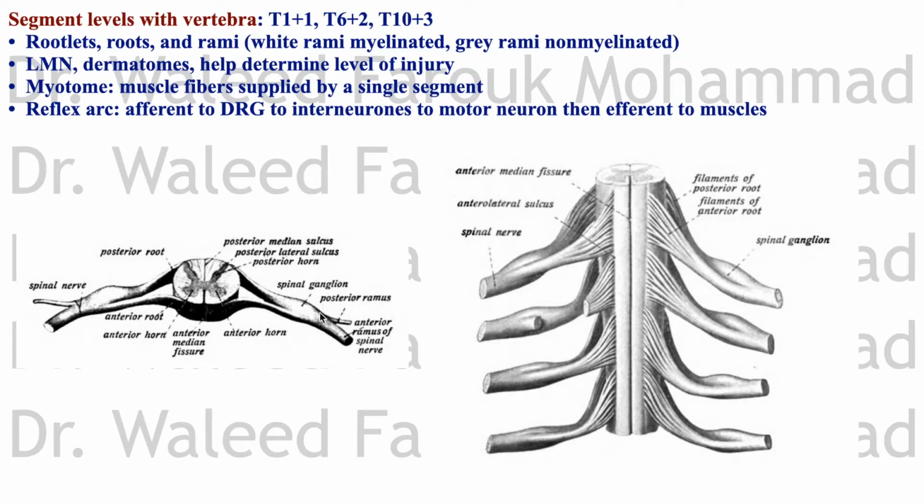After emerging from the intervertebral foramen, the nerve divides into anterior ramus and posterior ramus. Posterior rami never form plexuses, but anterior rami are the ones that form plexuses, like the brachial plexus, cervical plexus, lumbosacral plexus we studied in anatomy. So please distinguish the difference between the rami and the roots. Okay, roots are inside the vertebral canal, and rami are outside the vertebral canal.